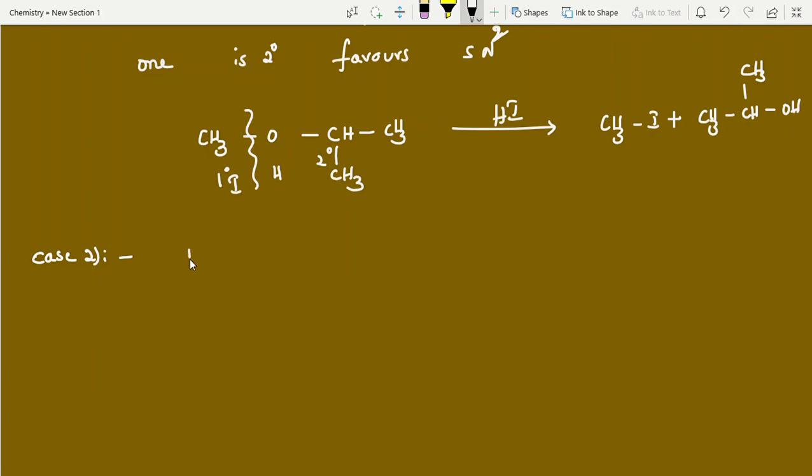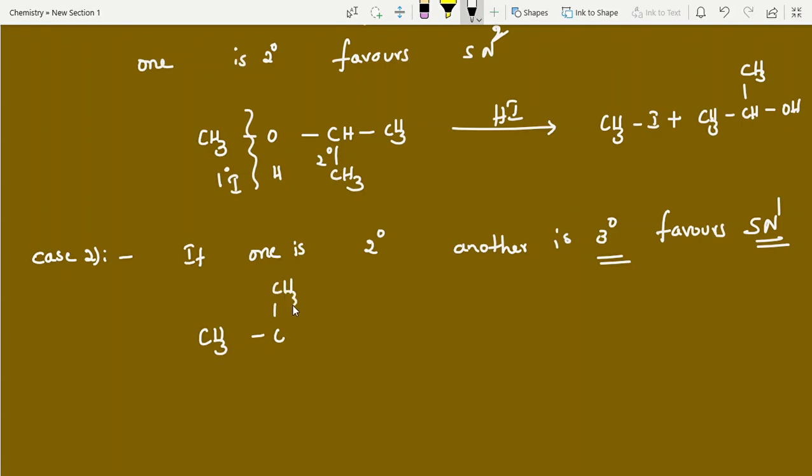What is case 2? If one is secondary, another is 3 degree. 3 degree will definitely dominate. It favors SN1. Okay, look into this. CH3, CH3, CH3, next O, CH, CH3, CH3. That's it. With HI. This is 3 degree carbon. This is 2 degree carbon. Favors SN1. So that's all.